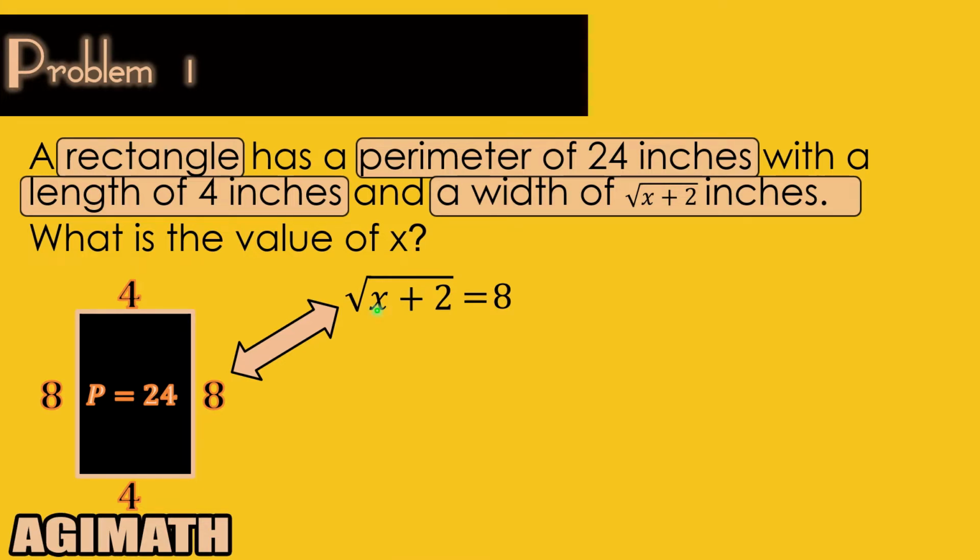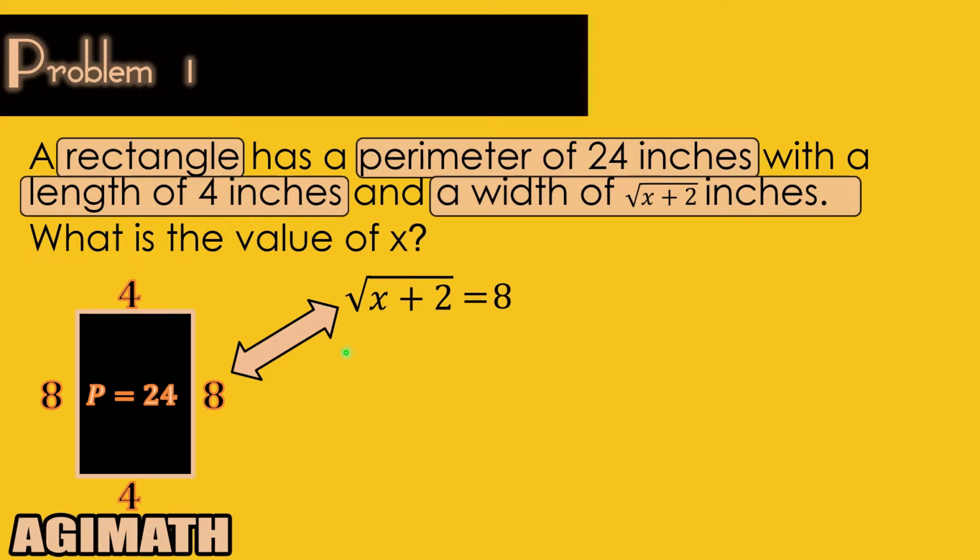Now, again, the square root of x plus 2 is equal to 8 as I explained earlier using the idea of perimeter. Now, in solving a radical equation, it's very simple. If it only contains one radical expression, then you need to isolate the radical expression away from the constant, and it's already isolated. So we can proceed to the next step.